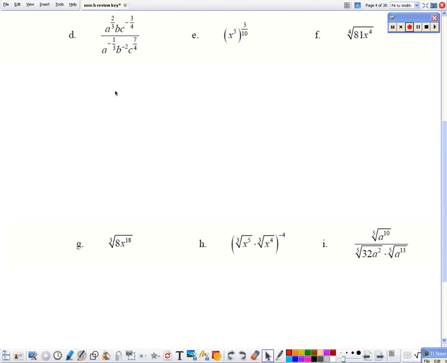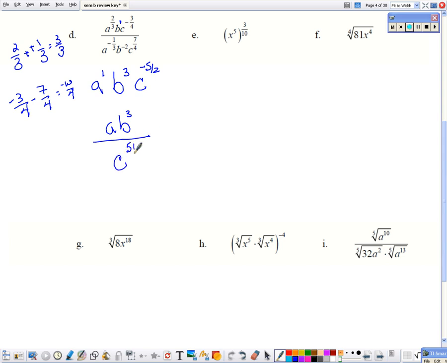Okay, so for letter D, we're going to just compare each common variable. So 2/3 minus 1/3, minus negative 1/3. Well, that's addition. That's 3/3, which is 1. So we have a to the first. Now for b, this is 1 minus negative 2, so that's b to the third. And then negative 3/4 minus 7/4 is negative 10/4, which reduces to negative 5/2. So as one last step, I'm going to move this to the denominator, and we're done.